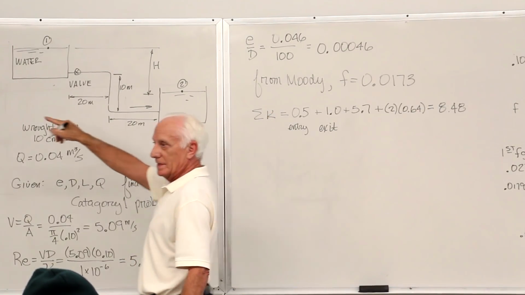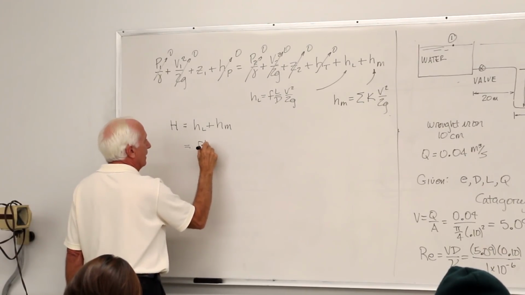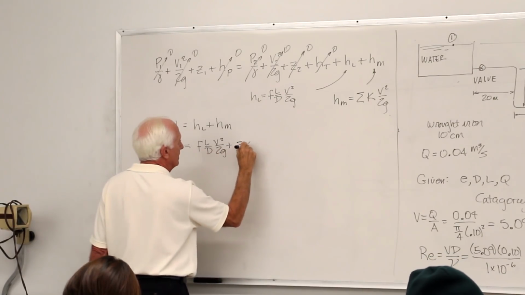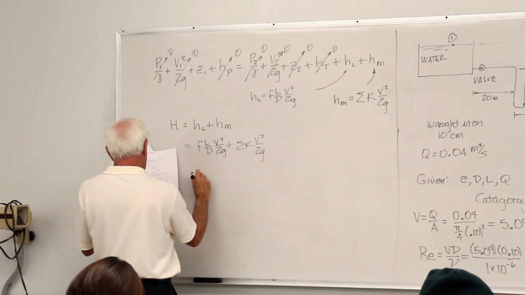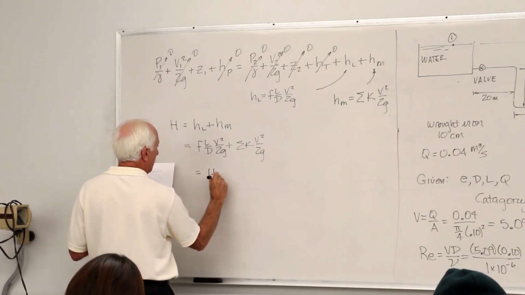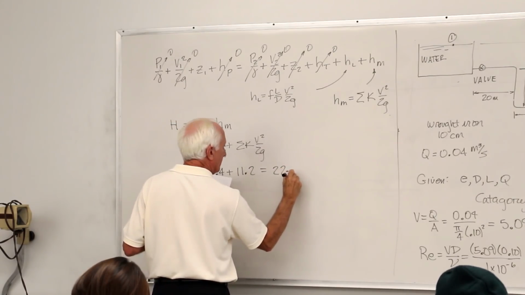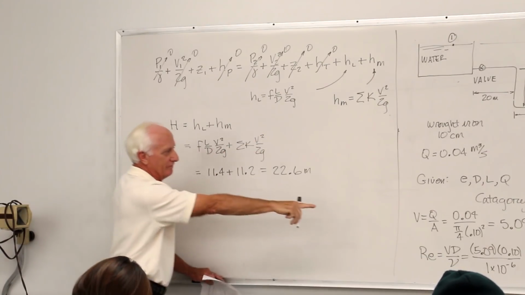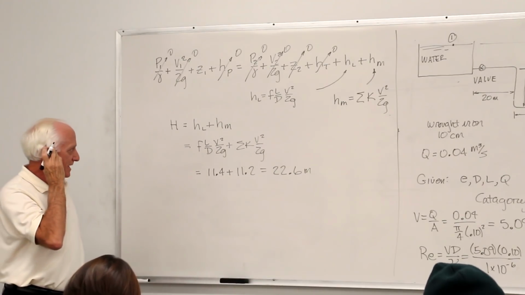All right, go back over here. Do what it says: H equals f L over D V squared over 2g plus the summation of K's V squared over 2g. And let's see, we have 11.4 plus 11.2, which is 22.6 meters. If you plug in that f and the K's and multiply by V squared, 5.09 squared, it's all here. I won't go through all the gory details. That's what it is.